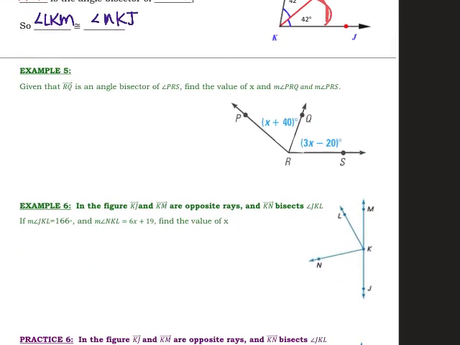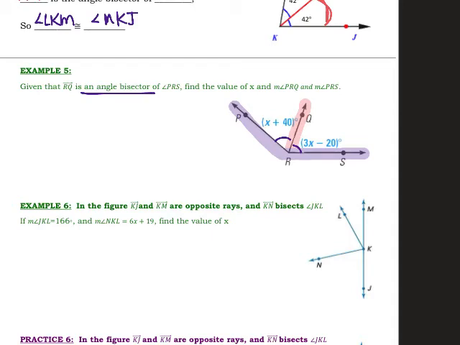On example 5, it says, given that RQ, so here's RQ, is an angle bisector of angle PRS. Right then and there, because we know it's an angle bisector, I'm going to mark these two equal. I want you to find me the value of x and the degrees of the two angles. So does anyone remember the phrase I said?